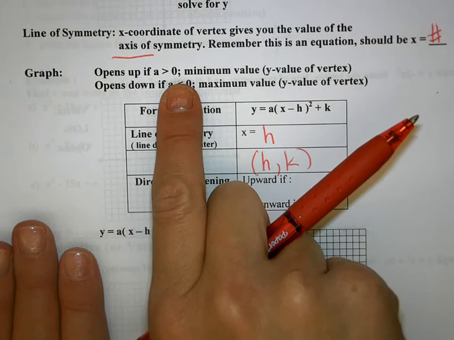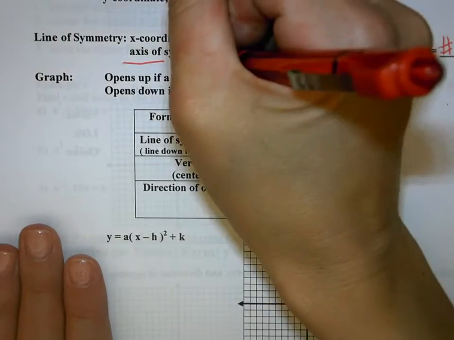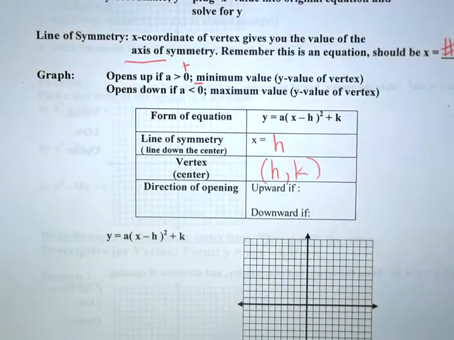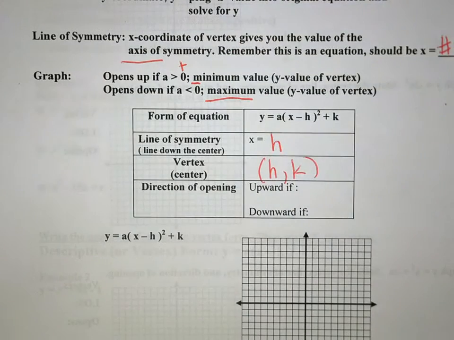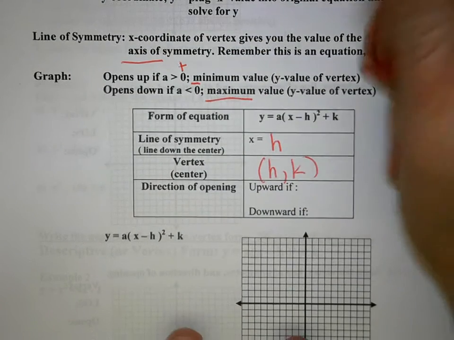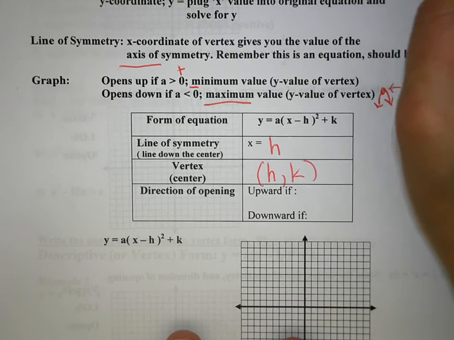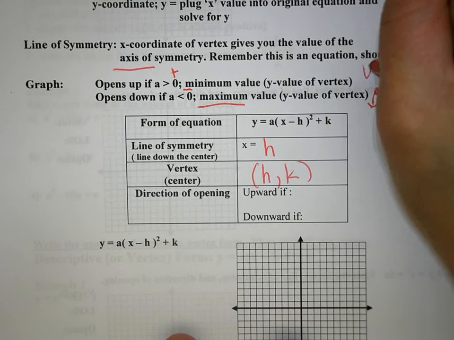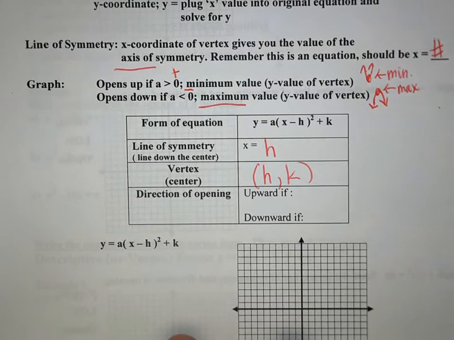Your graph opens up if a is greater than 0. It opens down if a is less than 0. Meaning, if a is positive, it goes up. If a is negative, it goes down. Remember, if it's going down, it has a maximum, because you have a maximum point because everything else is smaller, right? If you were to draw a little picture here, this one's going down. This is a maximum value because everything else is smaller. Where if your graph was going up, you have a minimum because everything else is bigger, right?